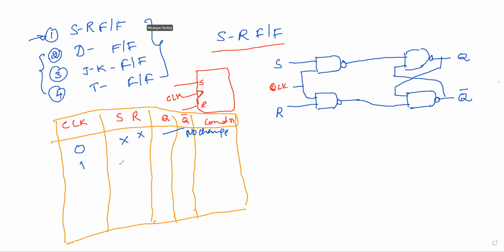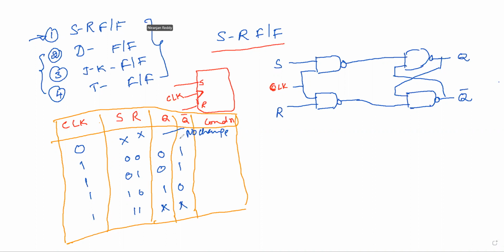Now, whenever there is a 1 on the clock input, it starts working, which means it is enabled. So the inputs are 0 0, 0 1, 1 0, and 1 1. It is similar to your SR latch only, right? Try to recall from the SR latch: 0 0 is no change, 0 1 gives 0 1, 1 0 gives 1 0, and 1 1 gives 1 1. This is what we call an indeterminate state.